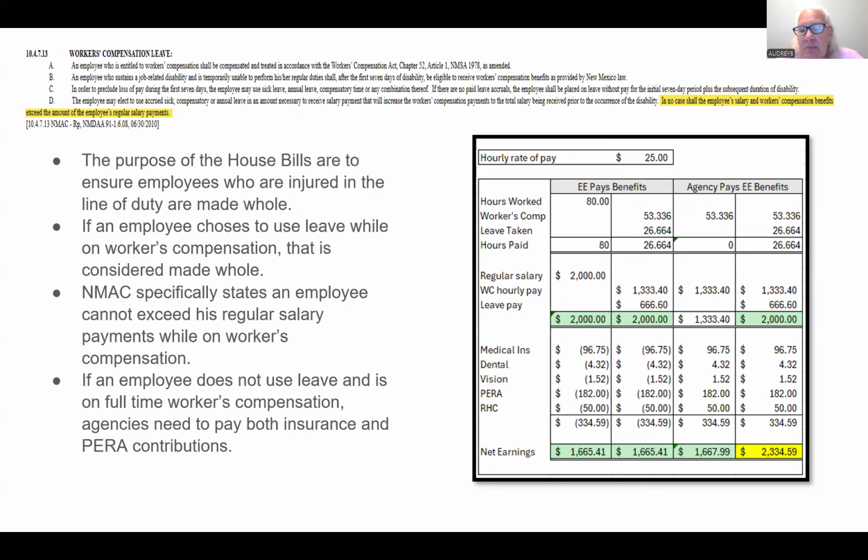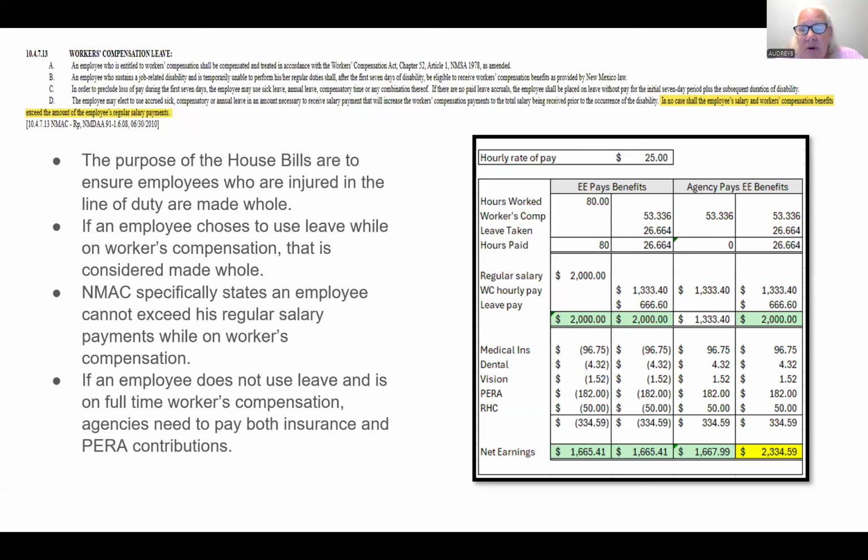If the employee goes out on workers' comp and takes his leave, he's taking his $2,000, so he's whole at that point, and then the state picks up his benefits. He is now earning $2,334 per pay period, which means that we are now in violation of the NMAC rule, because it says in no case shall the employee's salary exceed the amount of the employee's regular salary payments.